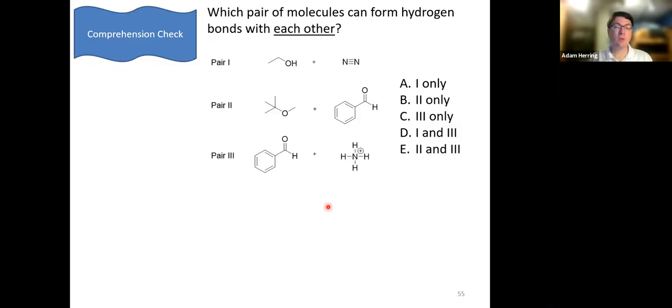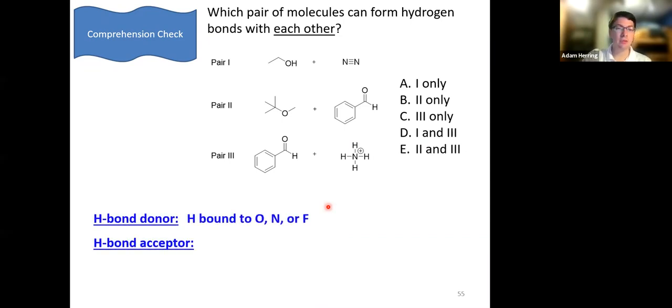Welcome back. So what we need to do here is identify which molecules could be donors and which could be acceptors. If you have a donor paired with an acceptor, then they can form hydrogen bonds with each other. A donor is when we have a molecule with a hydrogen covalently bound to oxygen, nitrogen, or fluorine. And the acceptor is a partially negative oxygen, nitrogen, or fluorine with a lone pair.